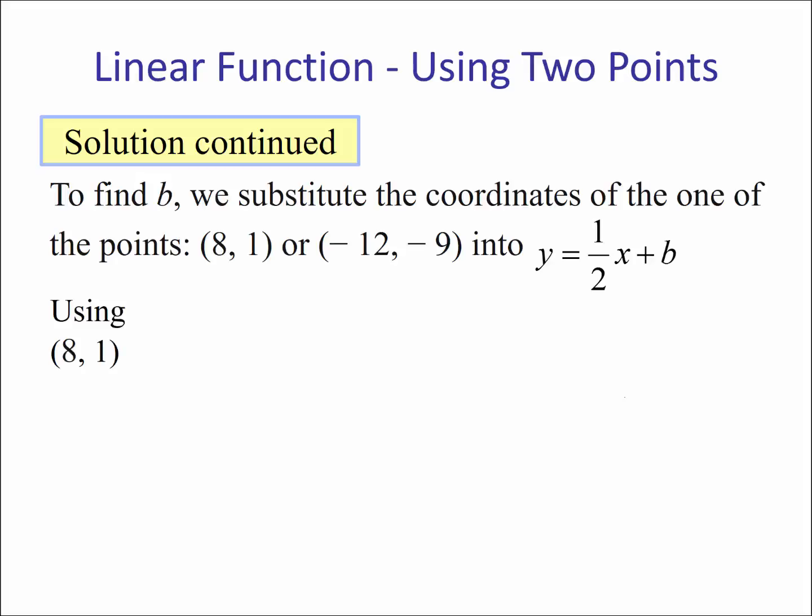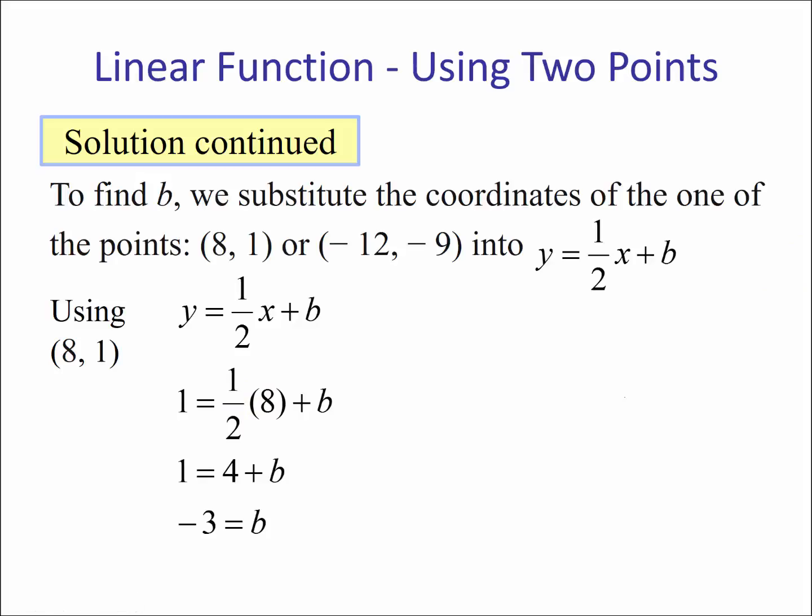So using 8, 1, our x coordinate is 8, our y coordinate is 1. We substitute those values in this equation. We have y equals 1/2 times our x value, which is 8, plus b. Now we're solving for b. We need to simplify this first. 1/2 times 8 is 4. And solving for b, we subtract 4 from both sides of the equal sign, and we have b is -3. So the y-intercept is -3.